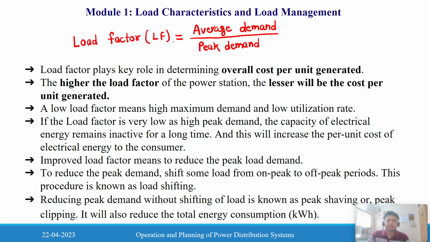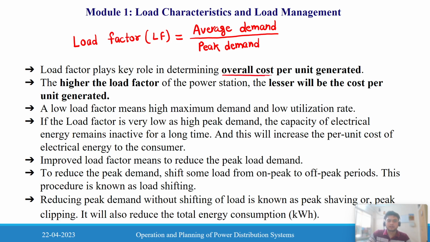In that case, whatever the capacity of generation, it is almost equally utilized. So for the utilities, the price will be reduced, because most of what is generated is being utilized. That is why we can say that load factor plays a key role in determining the overall cost per unit generated.